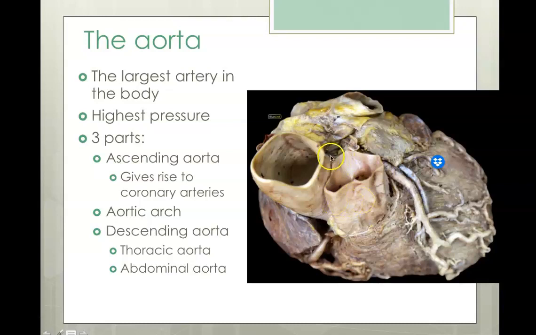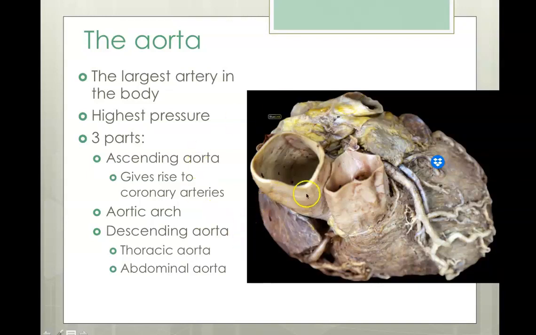And you can see a little bit that there's going to be an extension off of the aorta here that will give rise to those coronary arteries that we just discussed. So your aorta is the largest artery within our body. It will also have the highest amount of pressure because we're pushing all of this oxygenated blood from the left ventricle to the rest of the body. And the aorta has 3 different parts.